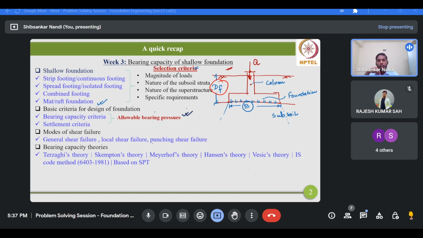Now each theory will give you a different bearing capacity, and I hope you all have the idea that our professor solved one problem considering all these theories. From that it is very clear that when you design, you need to consider all these theories and accordingly you have to decide.